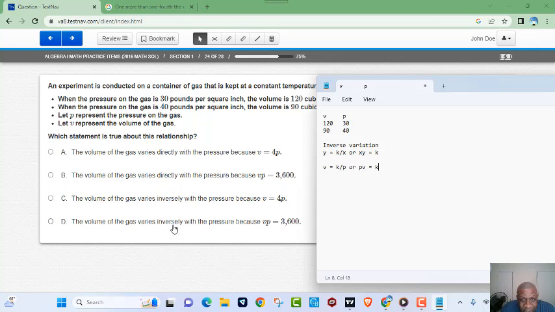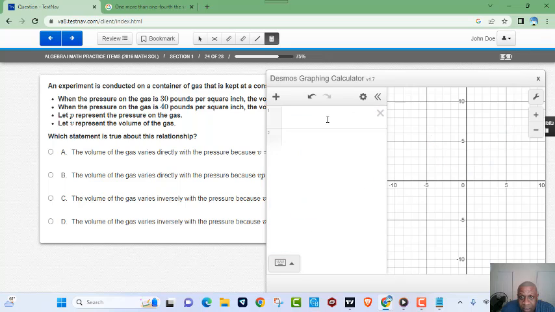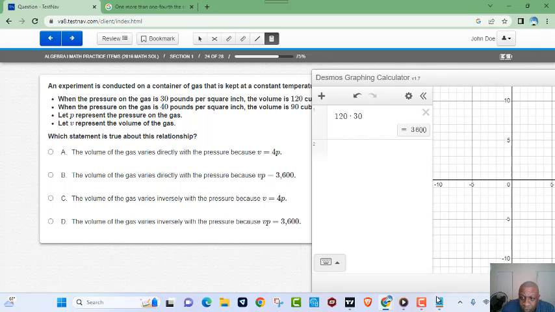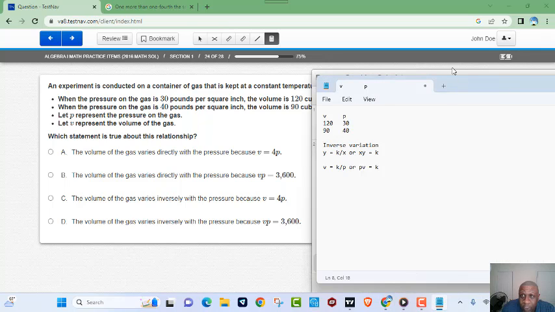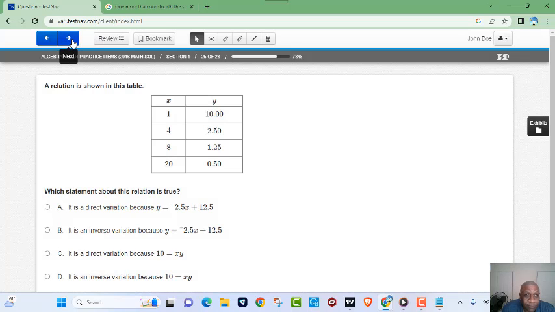The volume of gas varies inversely with the pressure because the volume times the pressure is 3,600. Well, let's see, 120 times 30. That's 3,600. Then what else did we have? We had 90 times 40. Yep, they both say 3,600. So volume times pressure is 3,600. It's answer choice D.